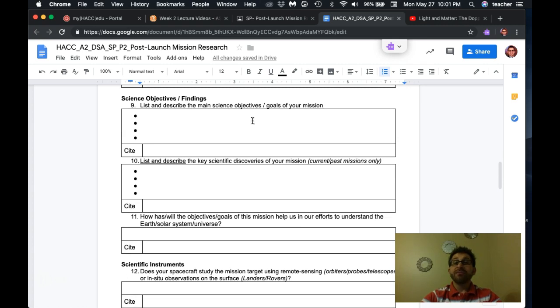What are some scientific objectives? I only have 4 bullet points here. You should use as many as you need. These are the concepts that I am going to be looking at most closely. This is a science class, and I'm expecting that there's a science component to this.